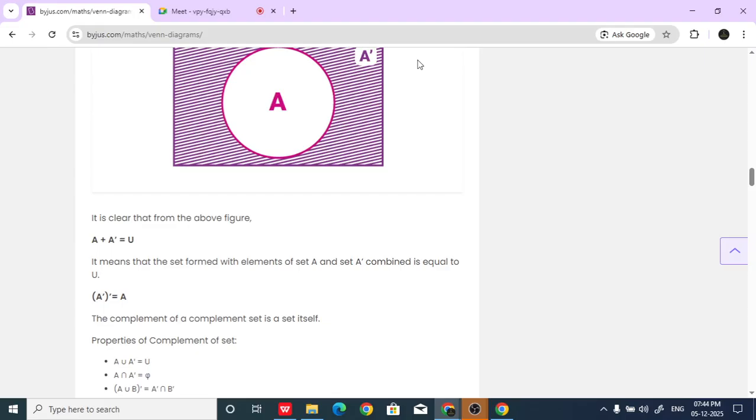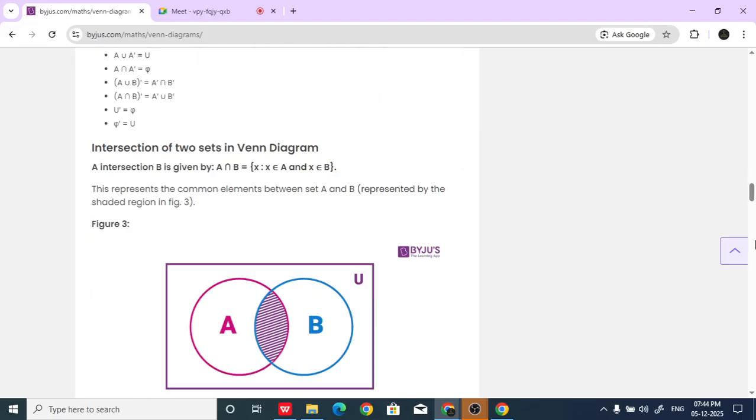Do you understand that? A is a subset. A dash is another subset. U is a universal set. The universal set U contains A and A dash. So A plus A dash is equal to U. You keep this in mind, some of these theories.